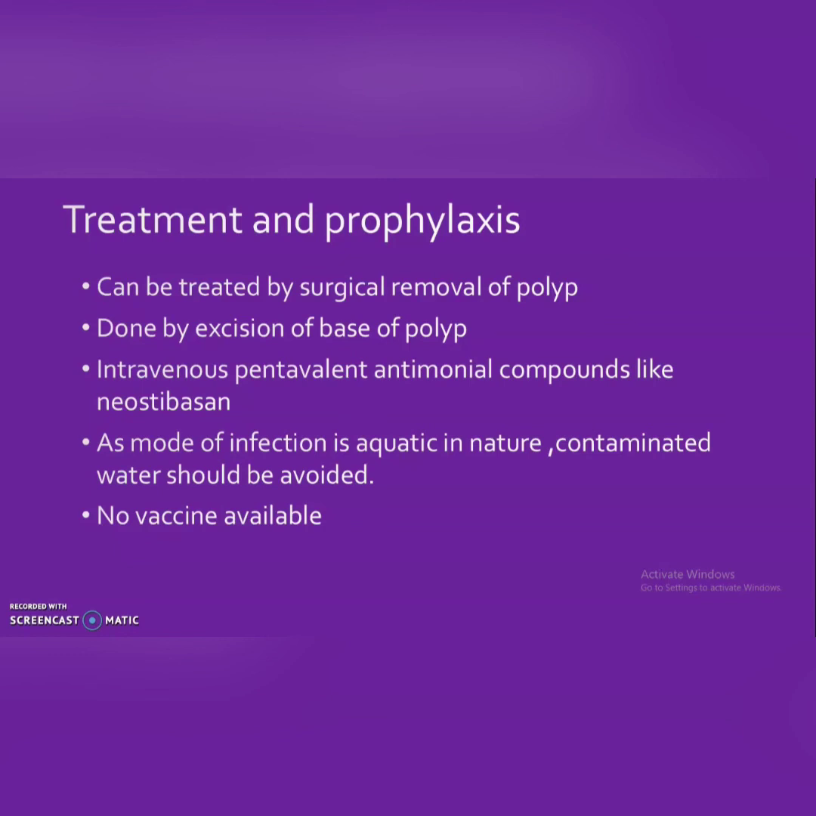Then treatment and prophylaxis. It can be treated by surgical removal of the polyp. That is, in some cases we have to remove the polyp, and it is done by excision of the base of the polyp. And here we can also give pentavalent antimony compounds intravenously, that is, intravenous administration of pentavalent antimony compounds like neostibosan can be done.